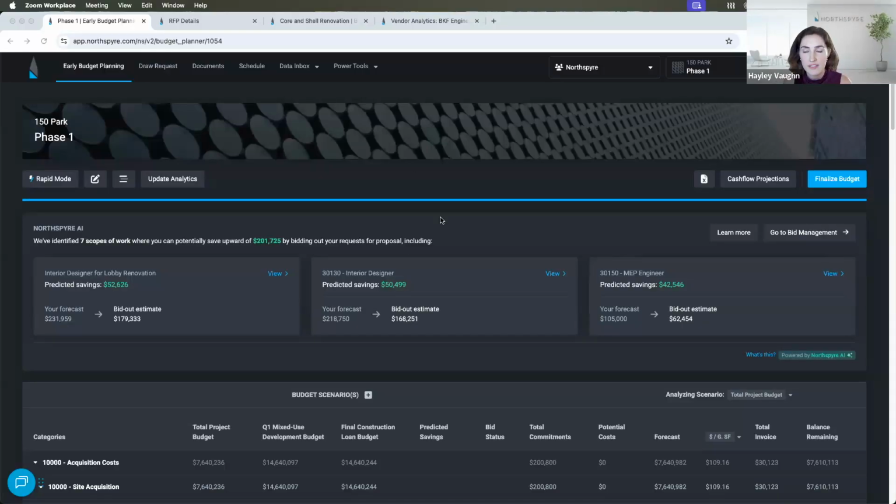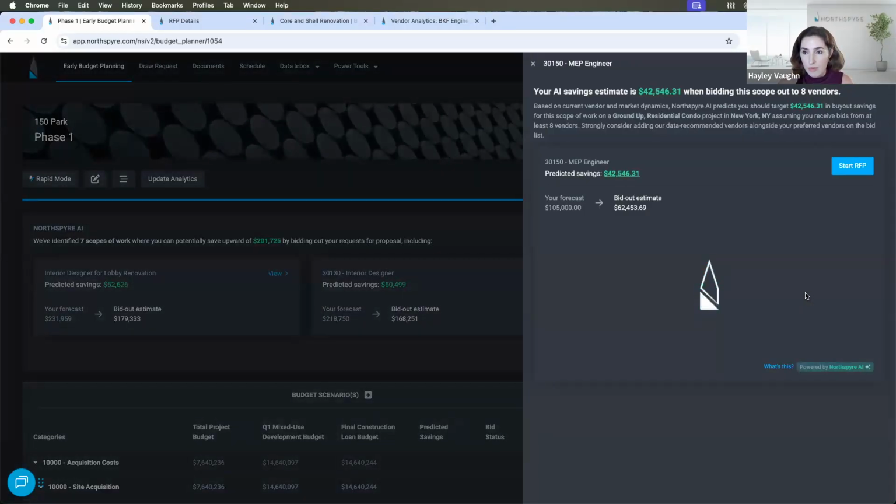Yeah, so one of the ways in which we can offset some of the risks that Kelsey was alluding to, with higher labor prices obviously going to drive up the costs of your contracts with vendors, is by competitively bidding your scopes of work. One of the things Northspire AI is going to do for you is flag scopes of work within your budget where there's a predicted savings if you do choose to competitively bid out that scope of work. And then we take it a step further and make it really easy for you to do just that.